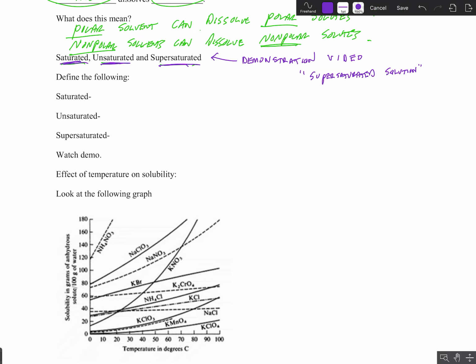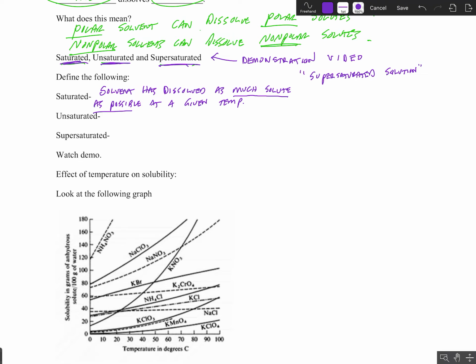Okay? All right, so let's define the terms quickly. A saturated solution is a solution where the solvent has dissolved as much solute as possible, and I'm going to add, at a given temperature. You're going to see later in this video that temperature does play a role in the solubility of a solute in a solvent. So a saturated solution means the solvent has dissolved as much solute as possible at a particular temperature. It can't dissolve any more.